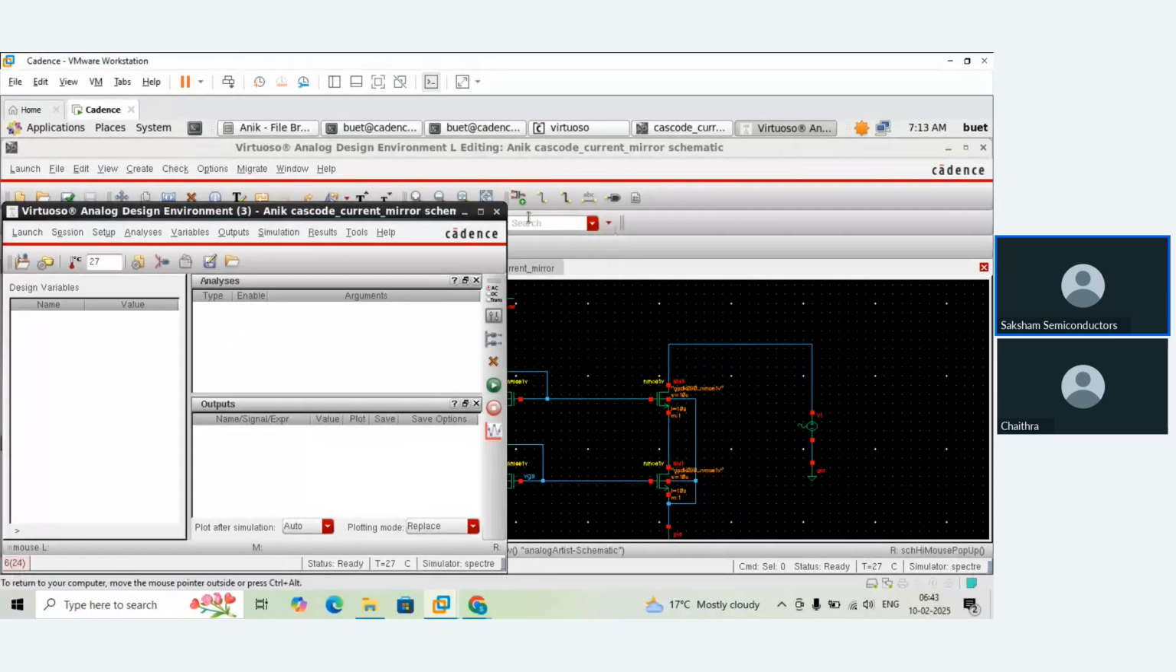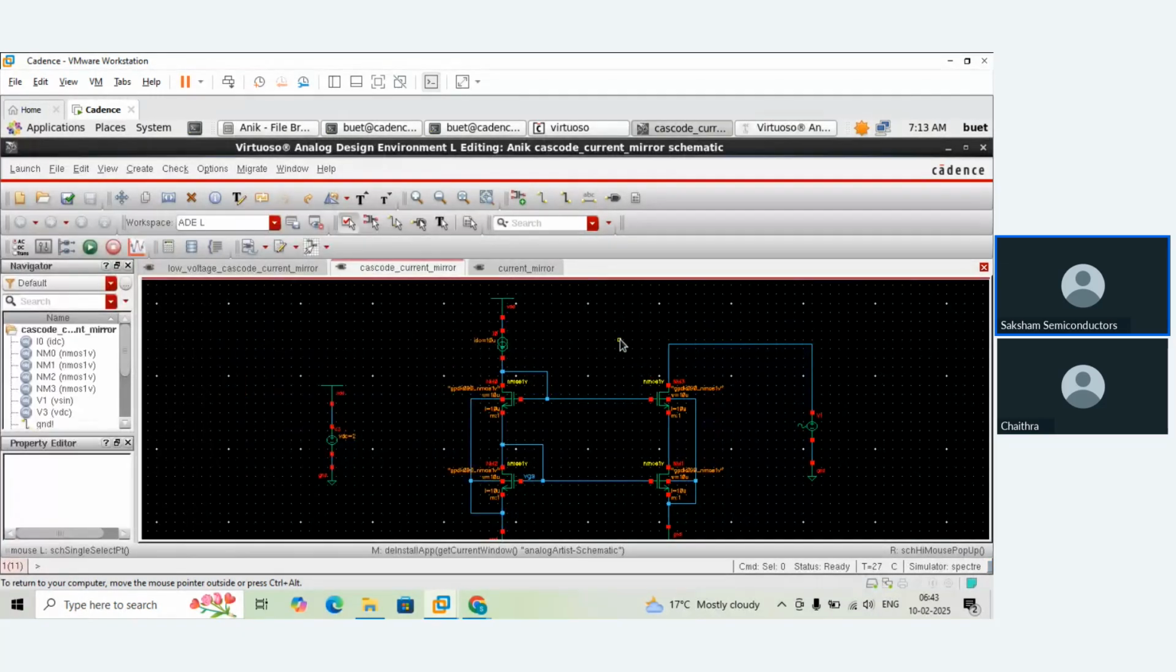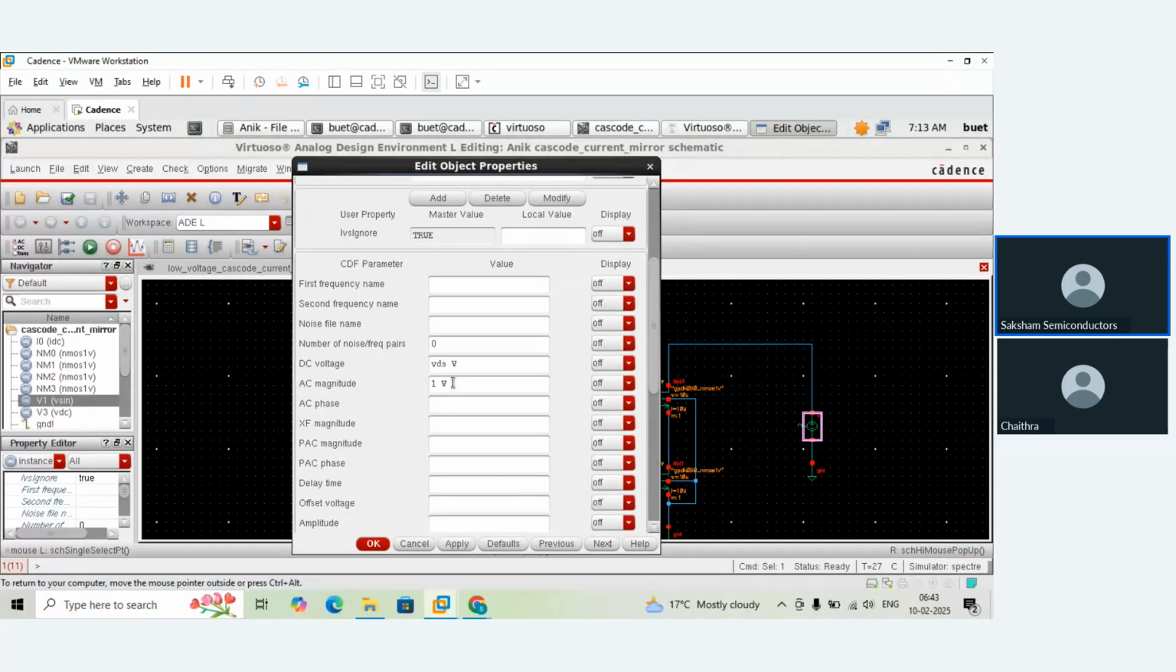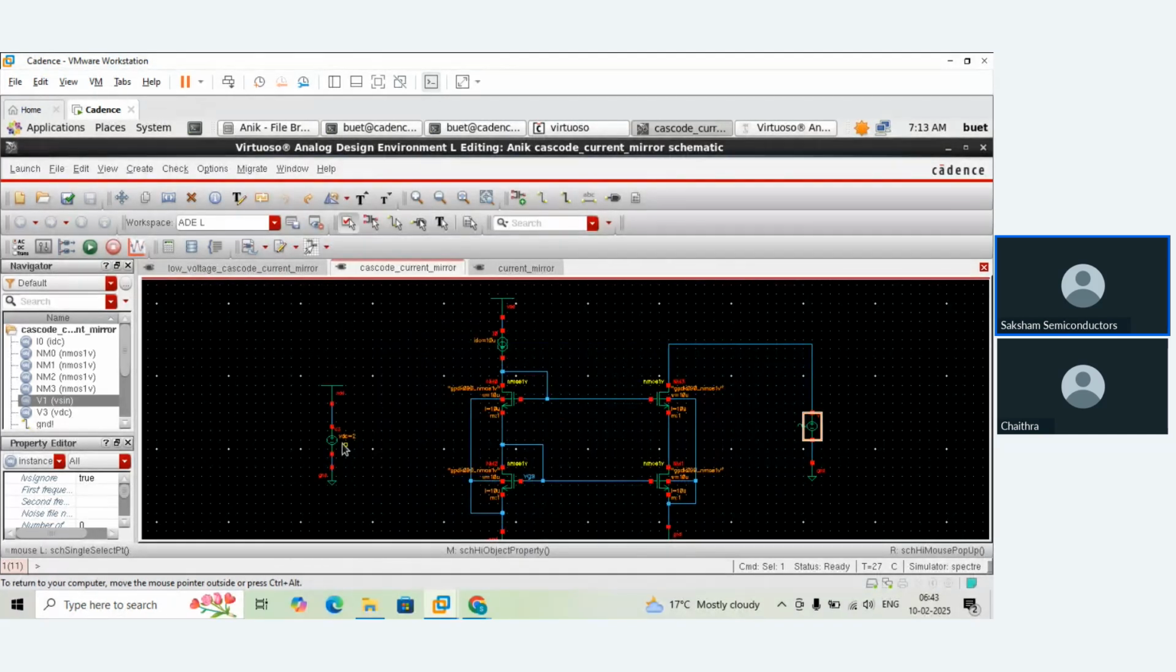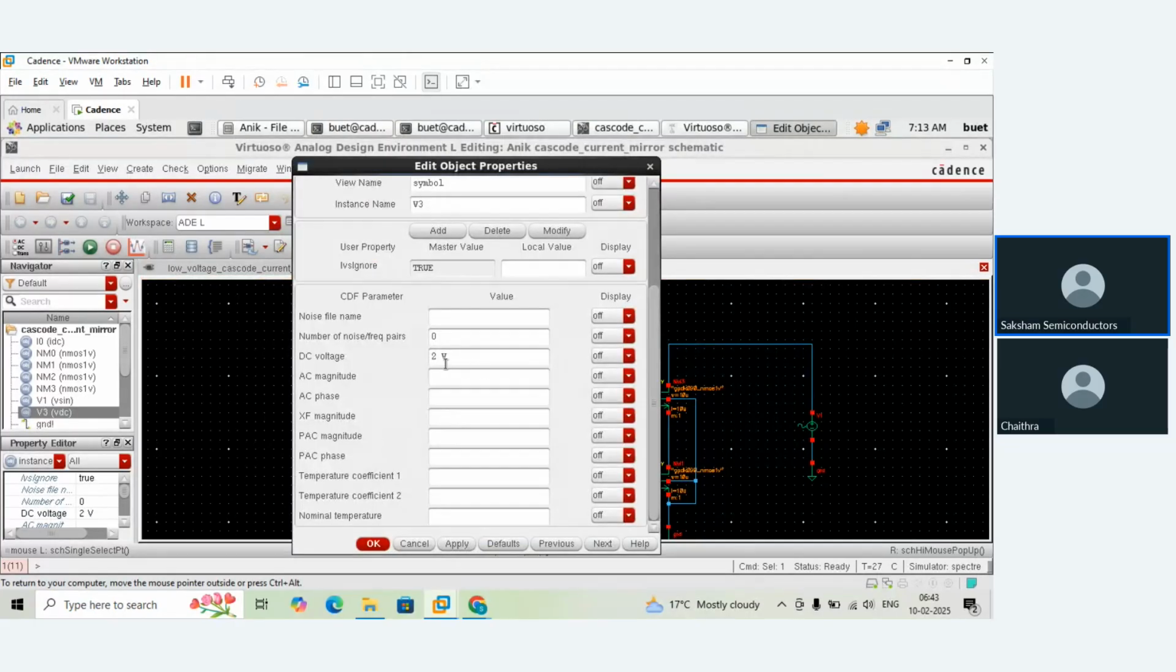Before that, if you see, this is the AC supply. It is a sinusoidal signal which I have taken with a DC voltage of VDS, which I'm going to mention in the ADL window, and the AC magnitude is 1. This will help me calculate the resistance. That is the value I have taken. Other than that, let's make VDD 1.8.